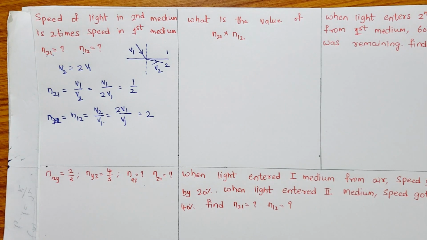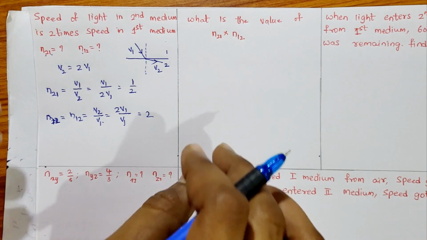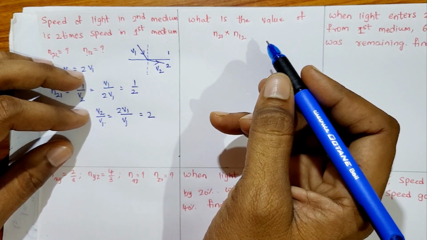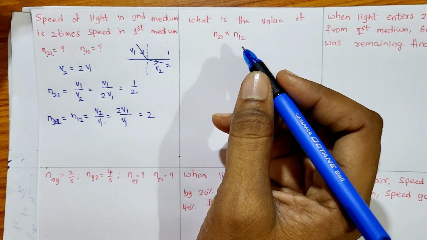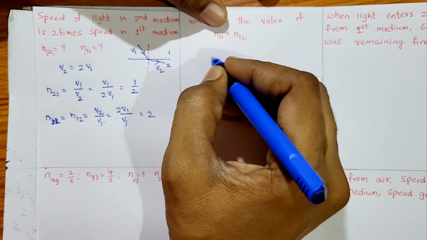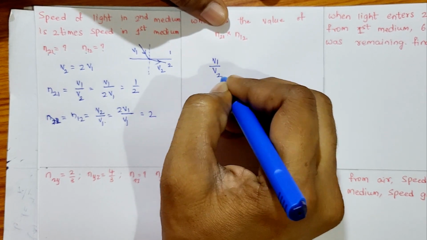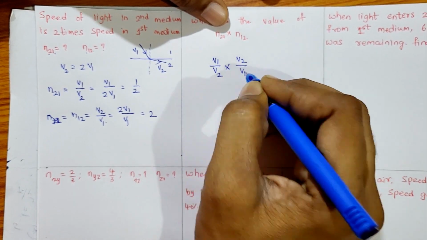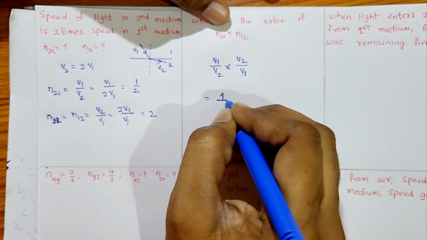So we have solved these problems on refractive index of first medium with respect to second medium and second medium with respect to first medium. If we multiply N21 and N12, what are we going to get? We are going to get 1. See, N21 is V1 divided by V2, and N12 is V2 divided by V1. V1 and V2 get cancelled, and we get 1.